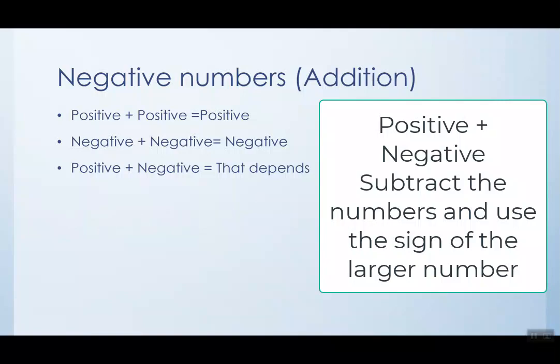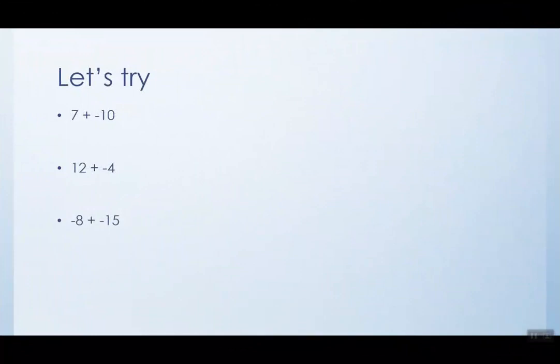Let's try that a few times. Here I have 7 plus -10. So I first subtract. 10 minus 7 is 3. The 10 was bigger, so I make the answer negative. I have 12 plus -4. Again, 12 minus 4, I'm subtracting. I get 8. The 12 was bigger, so the answer stays positive. I have -8 plus -15. Well, they're both negative, which means the answer will also be negative, which is -23.